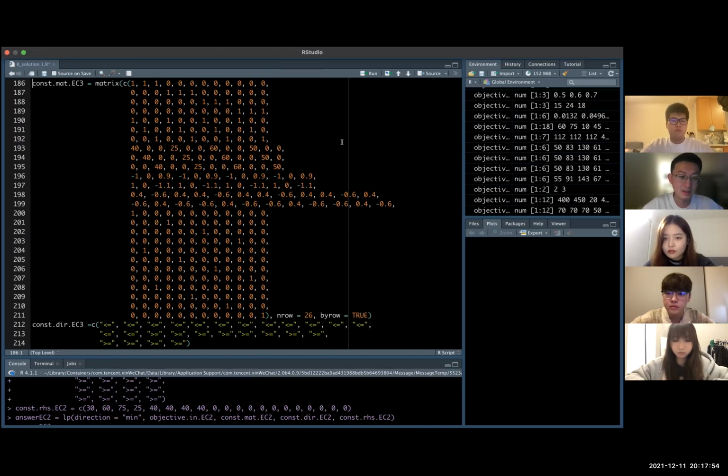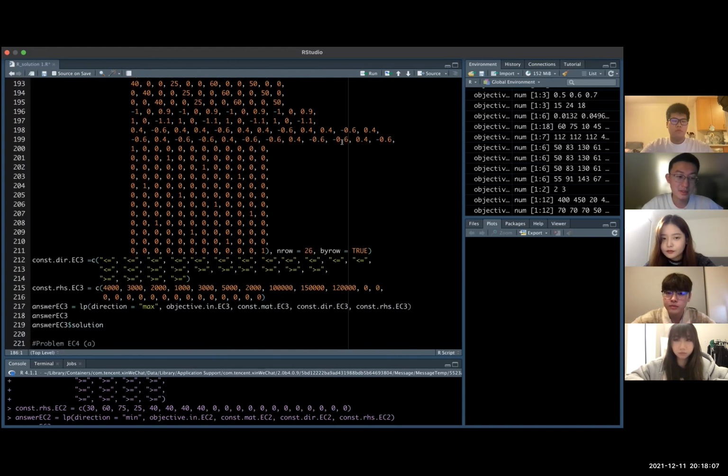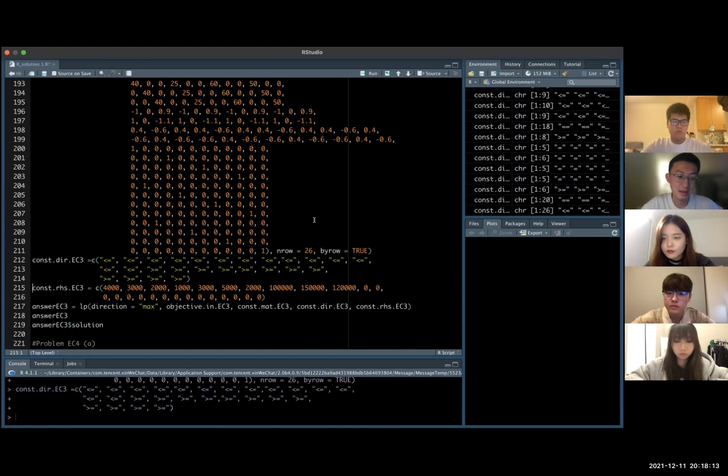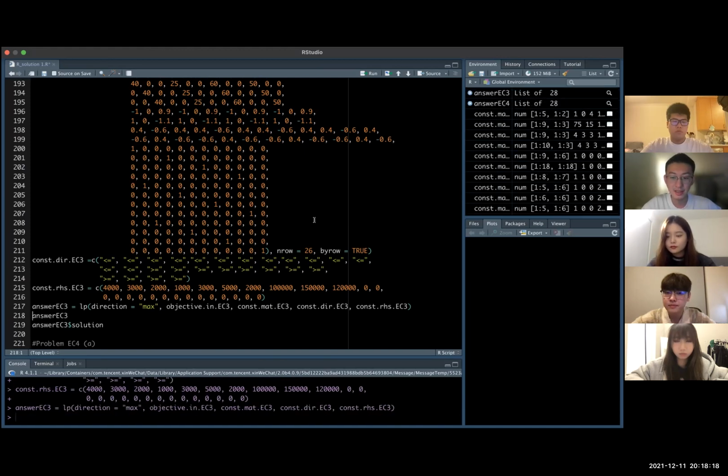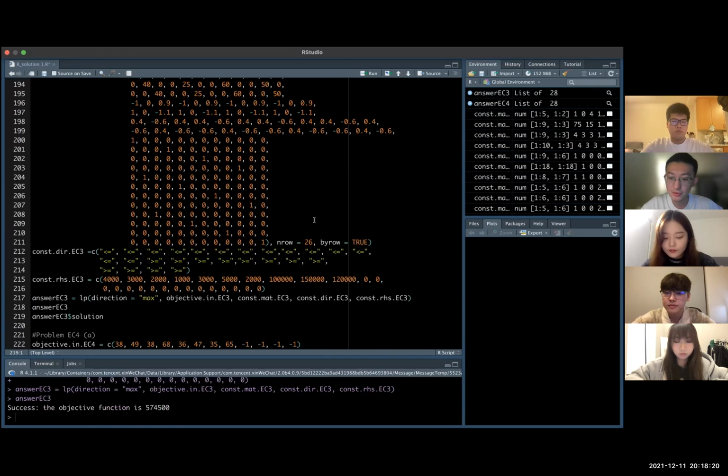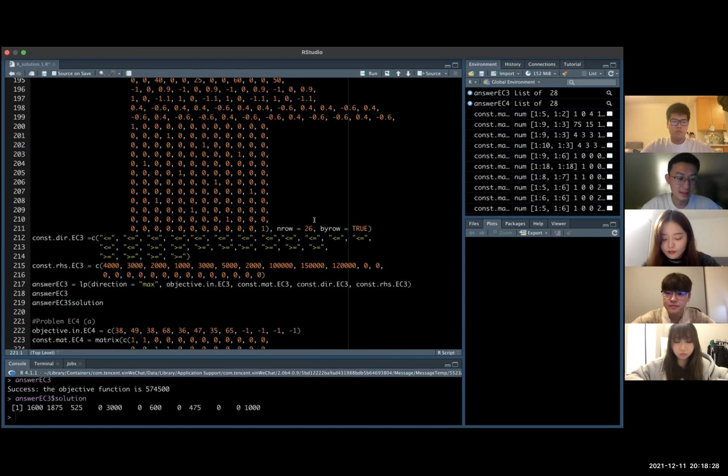And then we also want to make sure the changing variables are all non-negative. So we set all the changing variables to be greater or equal to 0. And then we run the LP function with the direction to be max because we want to maximize our profits. And as shown, we have the profits of 574,500. And also we can see the solution on the screen.